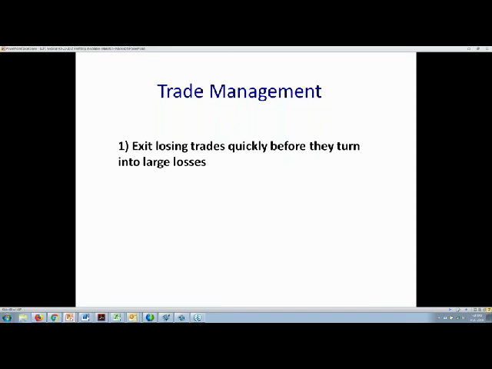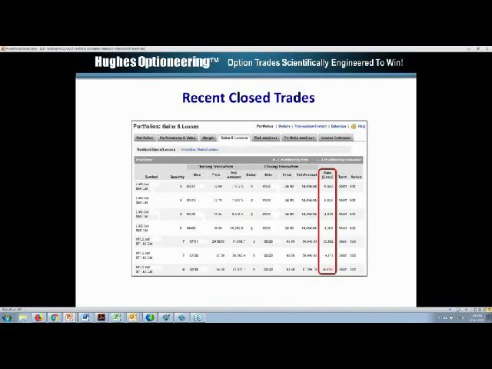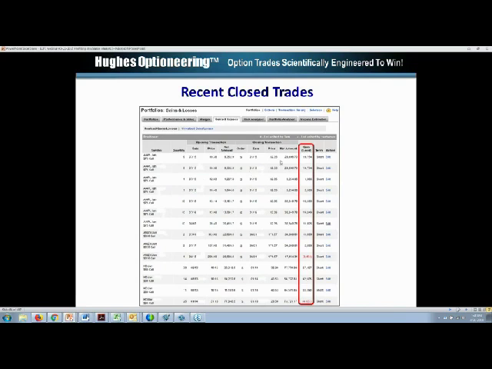Okay, let's look at exiting losing trades quickly before they turn into large losses. What I did was I just took our closed trades over a recent period, and these are our brokerage account profit loss reports here. And this column lists the profit or the loss on the option that we incurred.